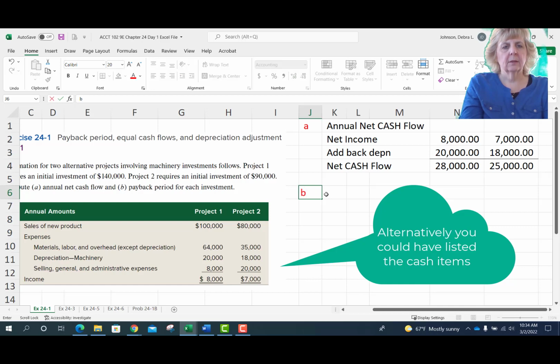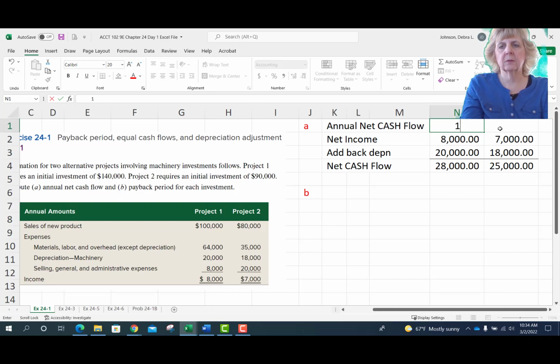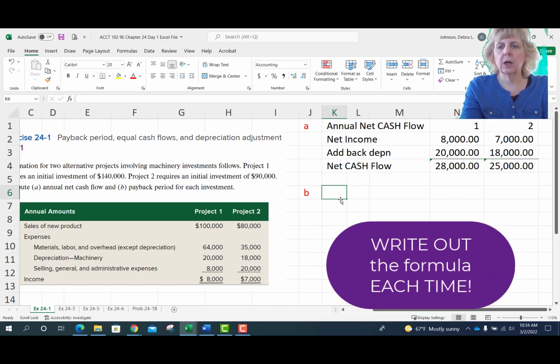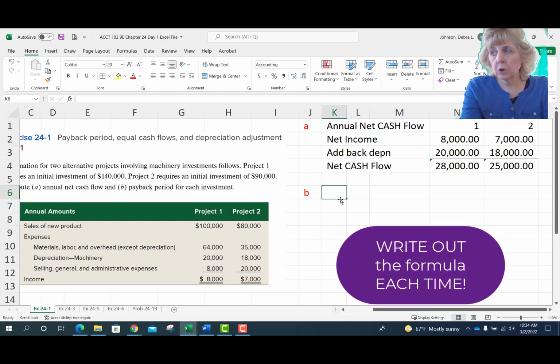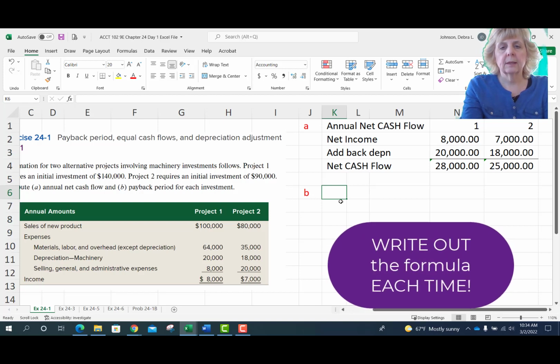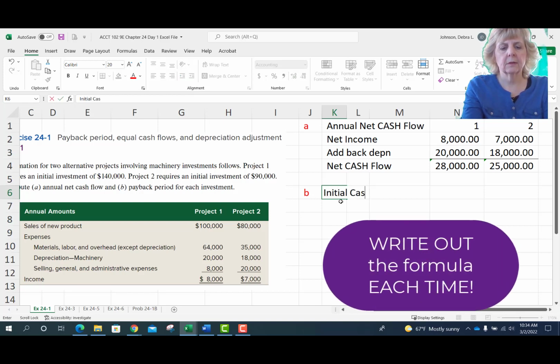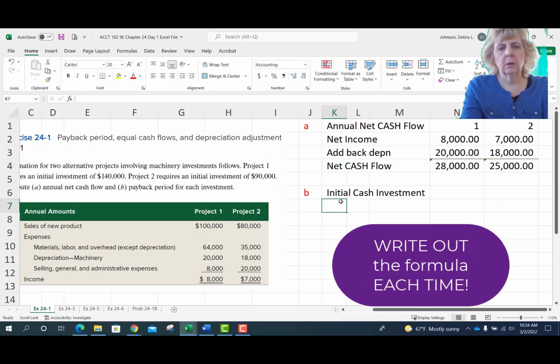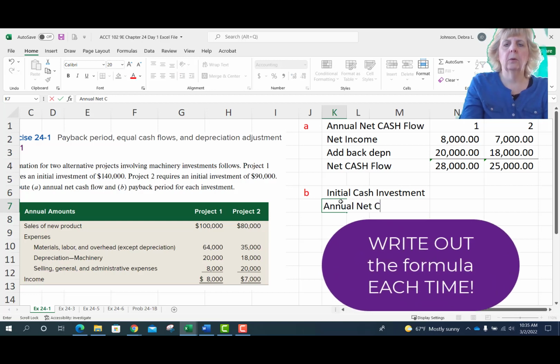Letter B says, what is the cash payback period for each investment? Make sure I put these investments up here. And I'll get rid of those decimal places so it doesn't confuse anybody. Okay, if we remember correctly, the net cash payback period, when the flows are equal and annual, we can use a shortcut. And the shortcut says take the initial cash investment and divide by the annual net cash flow.